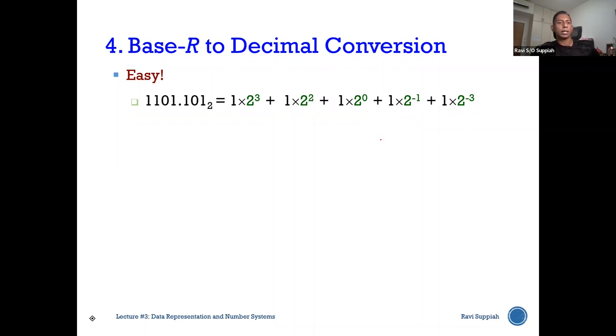Now let's look at this binary conversion. What we have here is a binary number, 1101.101. As I mentioned, we look at the base. If the base is 2, then we are going to use base 2 in our calculation. We always start with the weight 0 for the first digit. So this is 2 to the power of 0, this is 2 to the power of 1, 2 to the power of 2, and 2 to the power of 3.